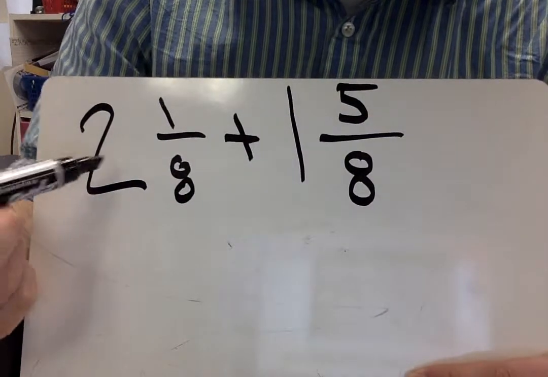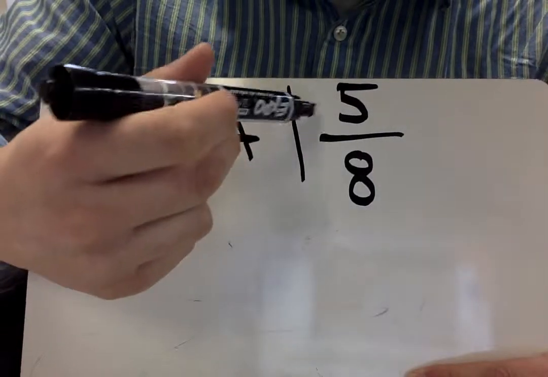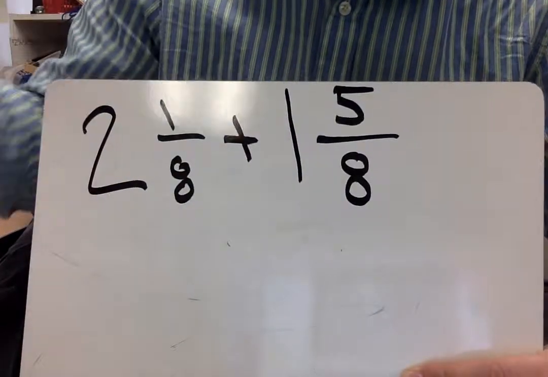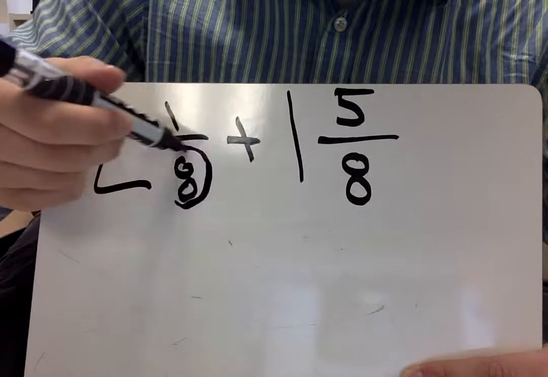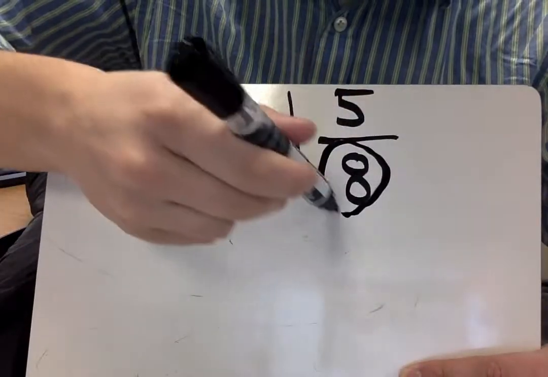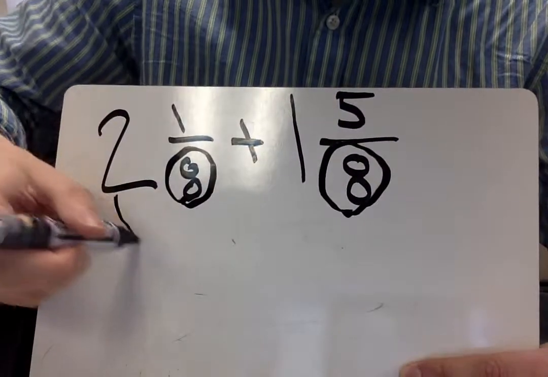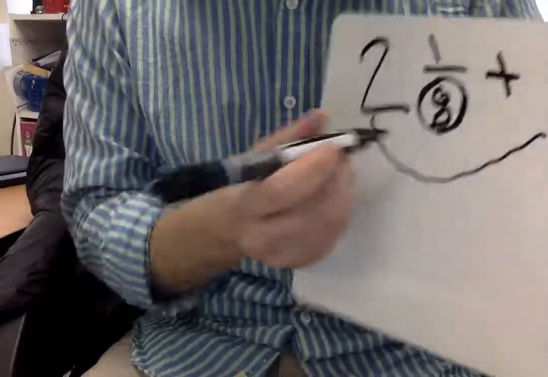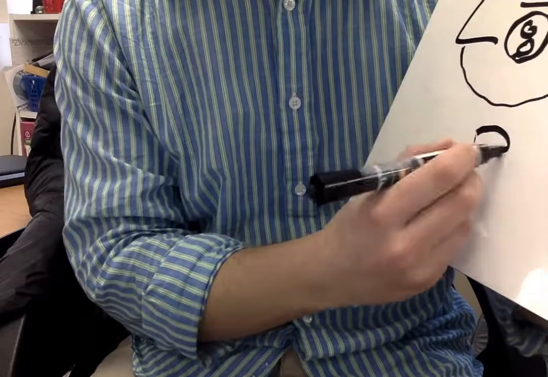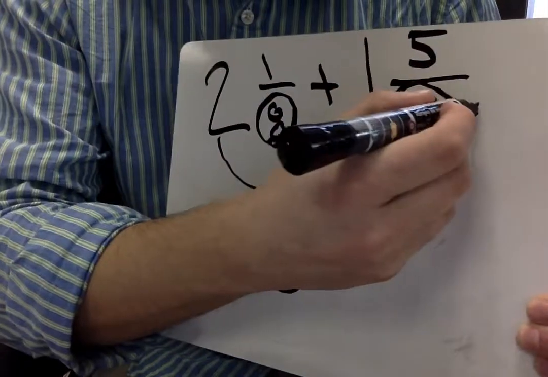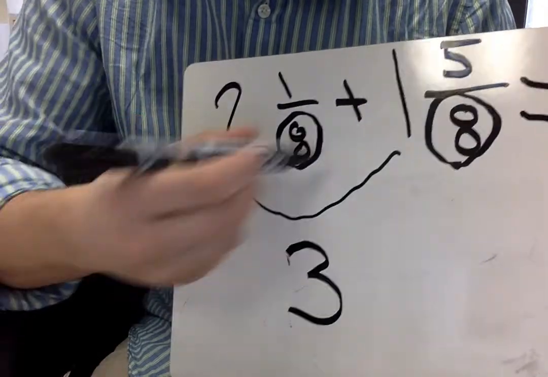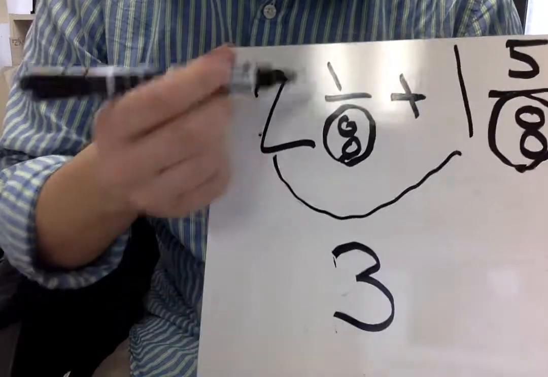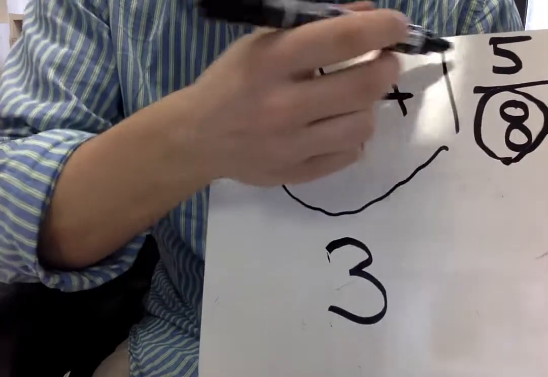So when I look at 2 and 1/8 plus 1 and 5/8, I can say to myself, okay, my units, my denominators, are the same, so I can add. I'm going to start by adding my whole numbers. So I know that 2 plus 1 is equal to 3. So I have 3 wholes because I have 3 ones. 2 ones plus 1 one is 3 ones. And now 1/8 plus 5/8.